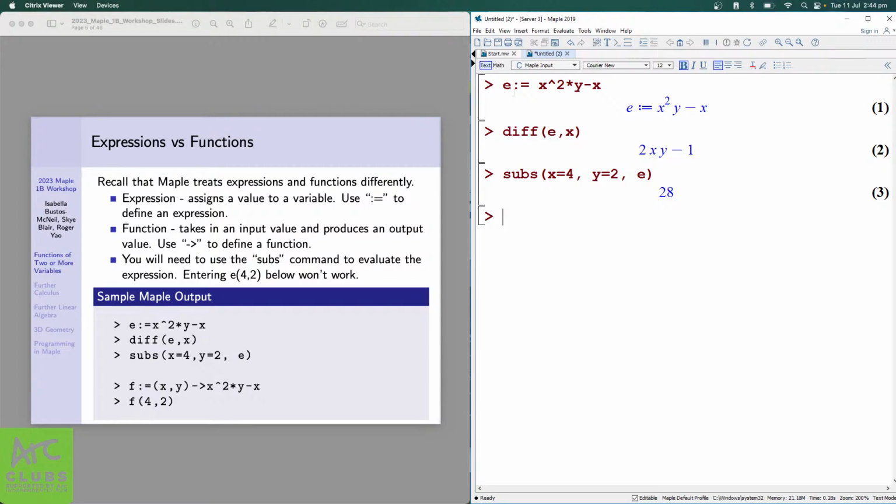Alternatively, we can also define it as a function. So we can do f equals (x, y) maps to x squared y minus x. So you can see we've defined this function. And if we want to put values in, here we go, f(4, 2), for when we have x equals 4 and y equals 2. And that's 28.